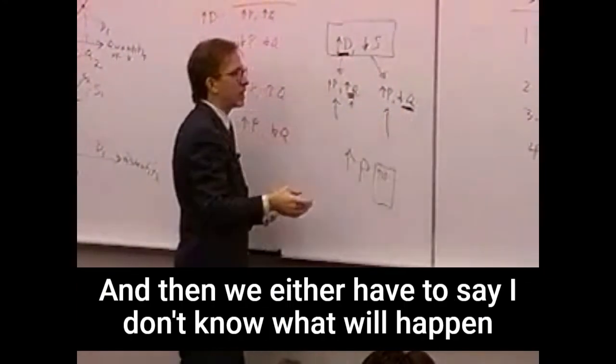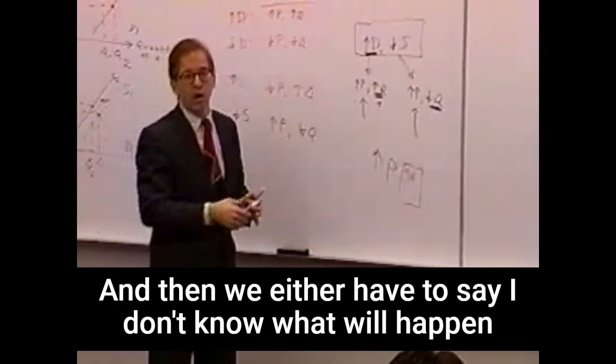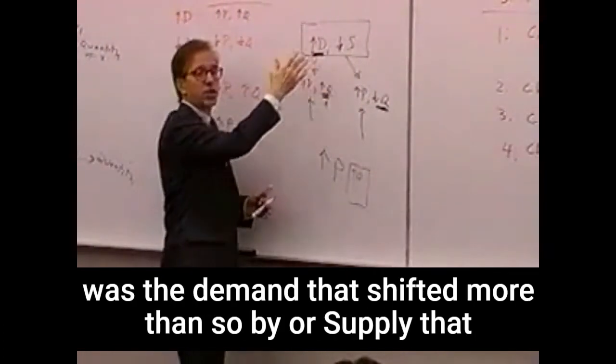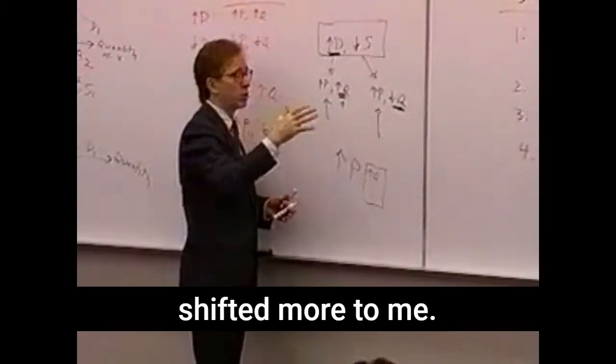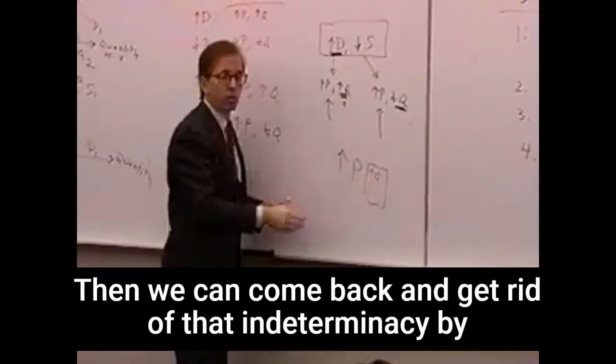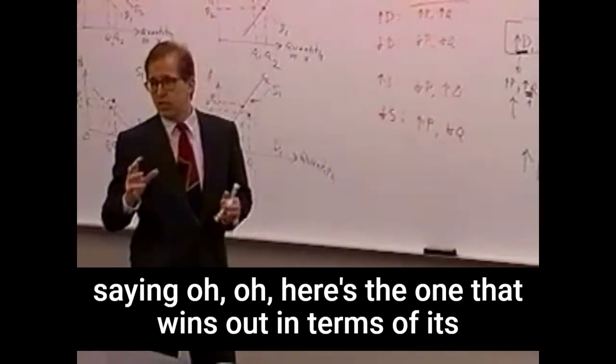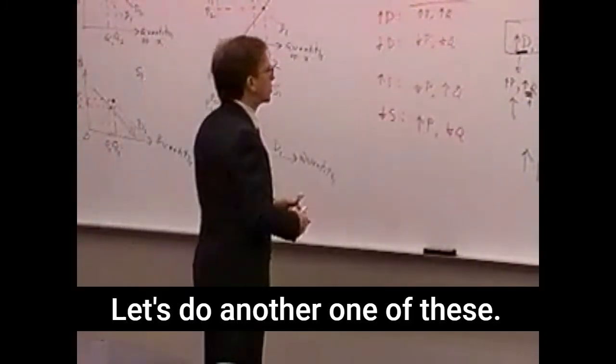And then we either have to say, I don't know what will happen to quantity, or if we had the information to know that it was the demand that shifted more than supply, or supply that shifted more than demand, then we can come back and get rid of that indeterminacy by saying, oh, here's the one that wins out in terms of its magnitude, its size. Let's do another one of these.